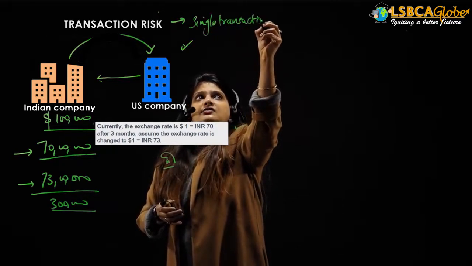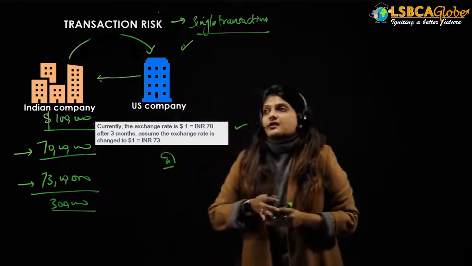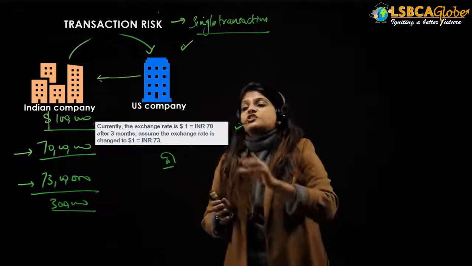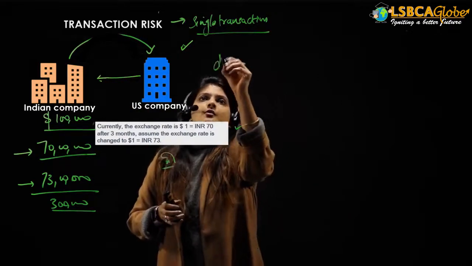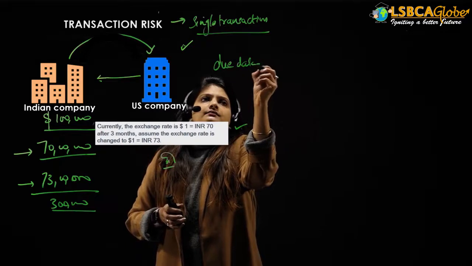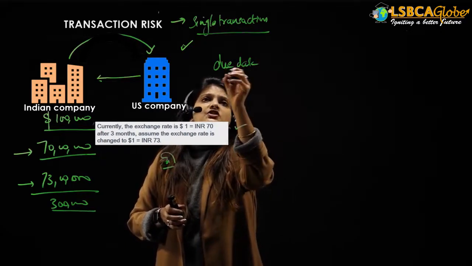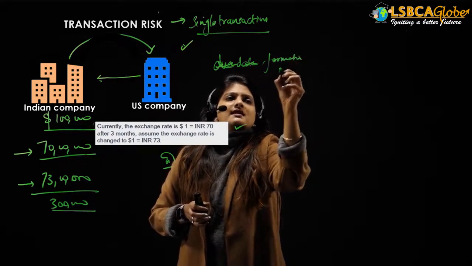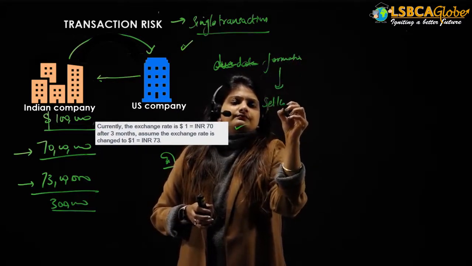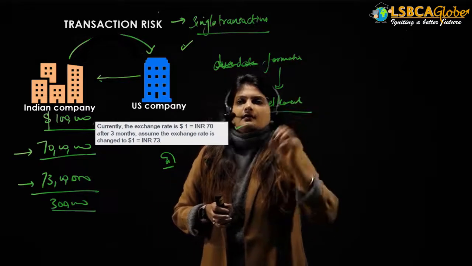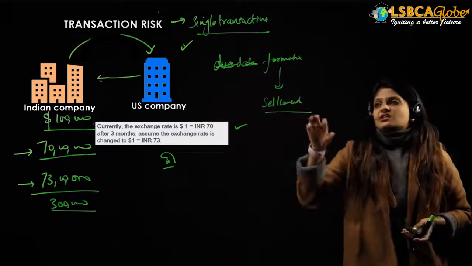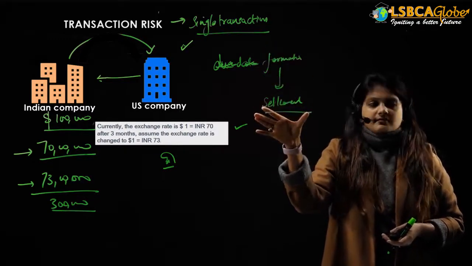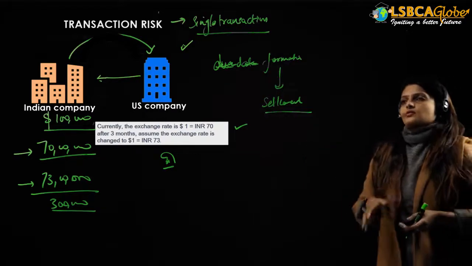So if I define transaction risk, I would say that it is a risk which involves a single transaction. It is the risk of change in exchange rates from the date of formation of the contract till the settlement date. The risk of change in exchange rates from the date the contract has been formed till the contract is settled, that is known as transaction risk.